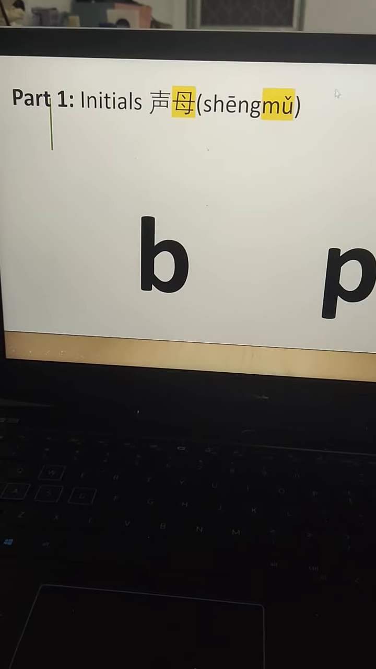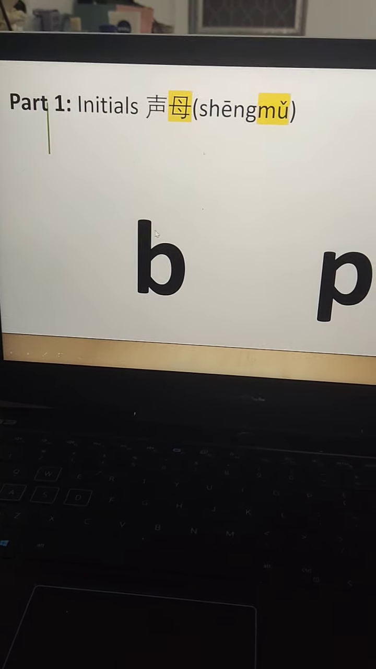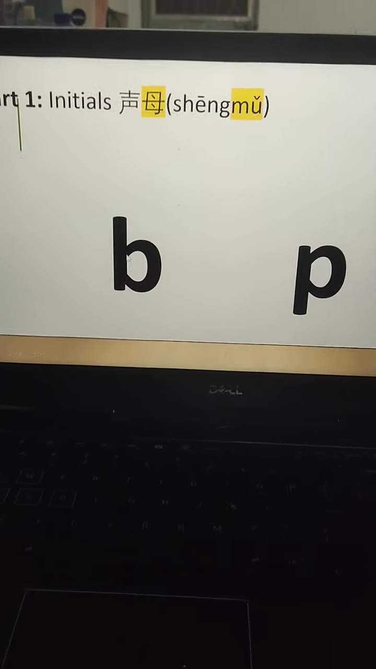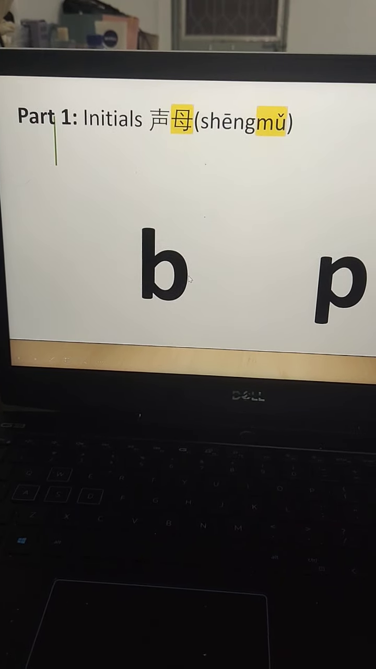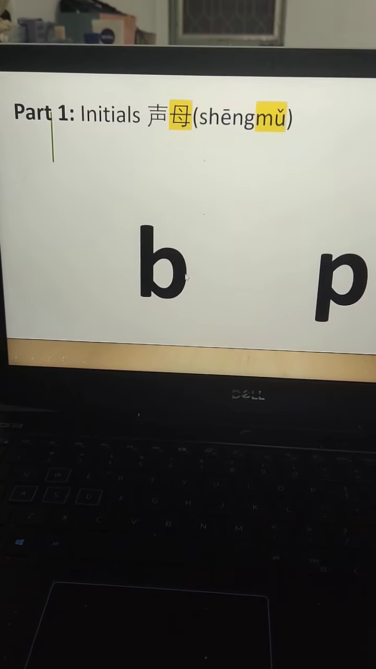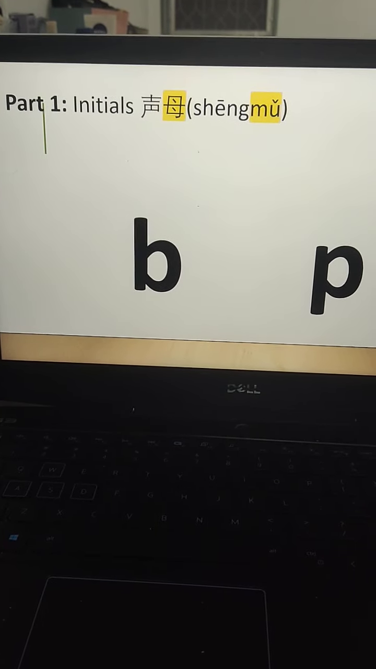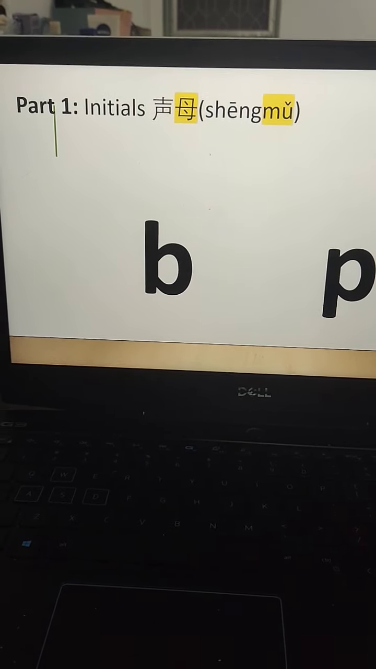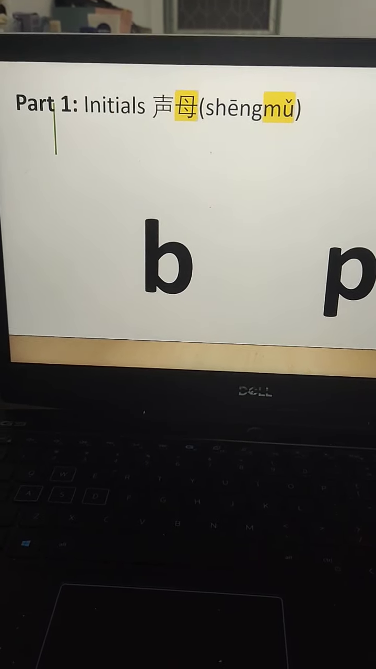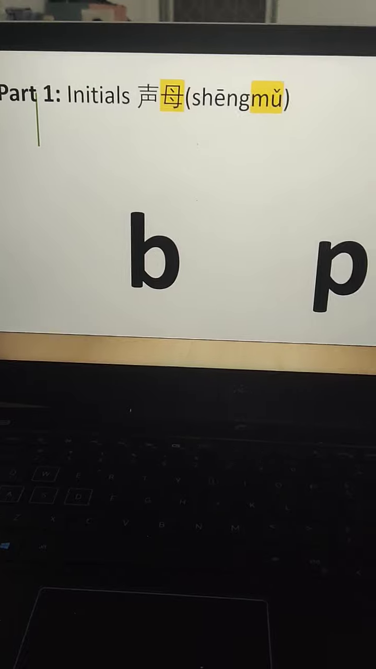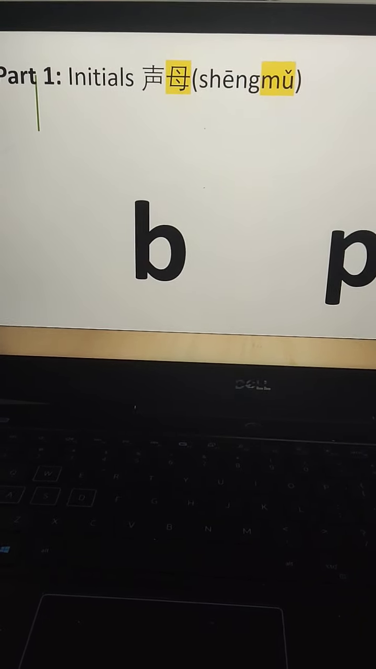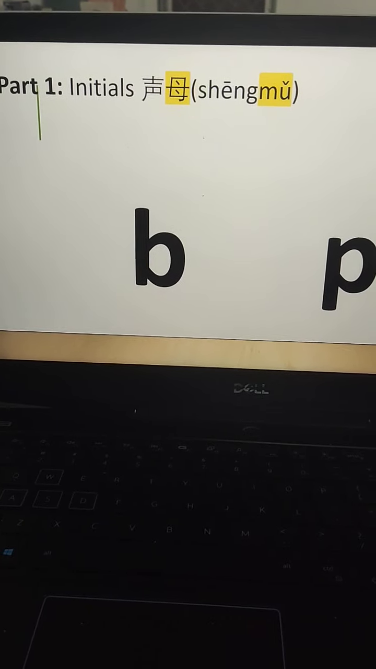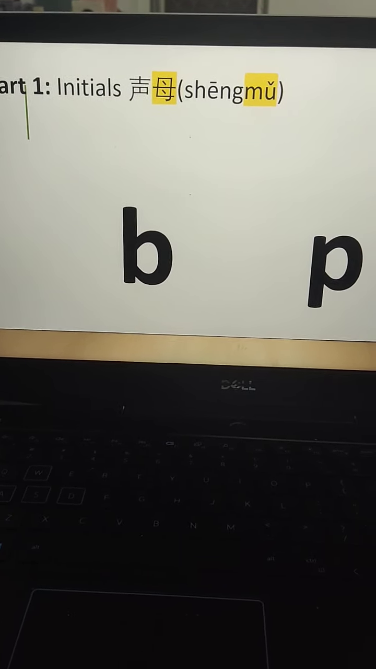The first initials we'll look at is bo. It's the same with English pronunciation. We just put o after the b to make it sound loudly, to make it pronounced out loudly, so that everybody can hear. So b, o, bo, bo, bo.